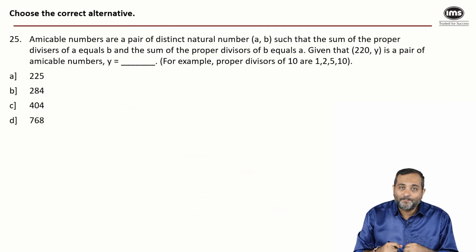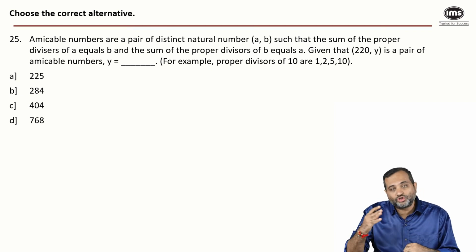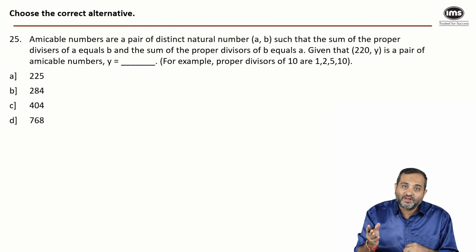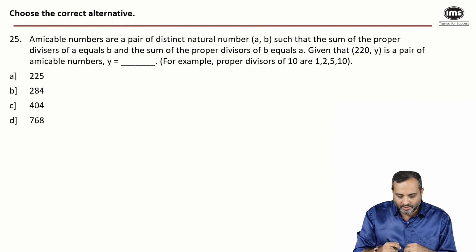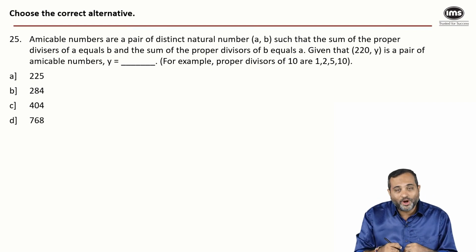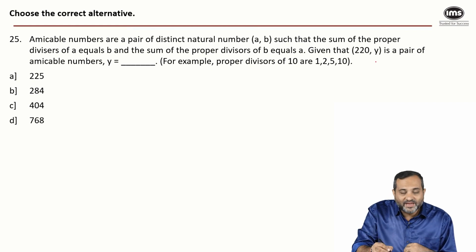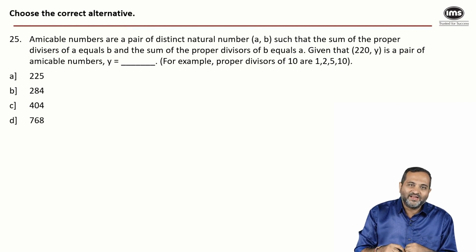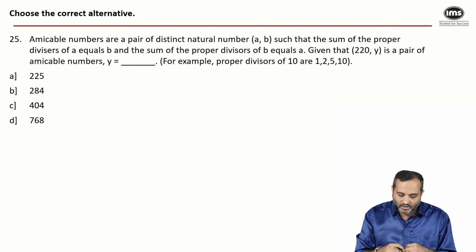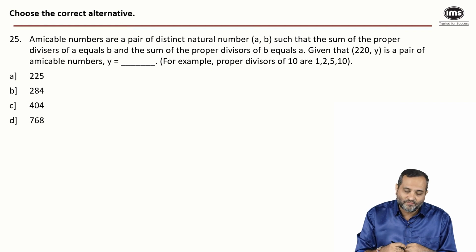Amicable numbers are a pair of distinct natural numbers such that the sum of the proper divisors of A equals B and the sum of proper divisors of B is equal to A. Now given the pair 220, y, what does this mean? Y is the sum of all the factors of 220 and 220 is the sum of all the factors of y. So can you find out y therefore? That's what the question is asking.